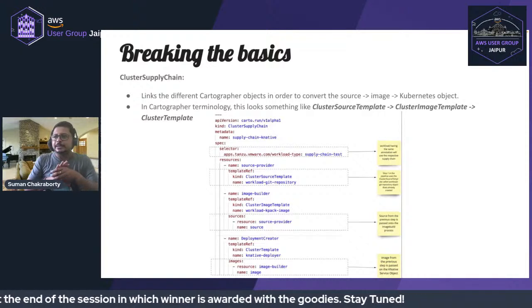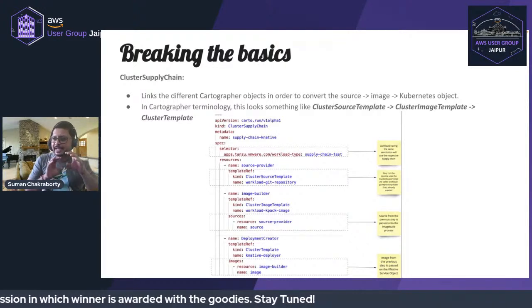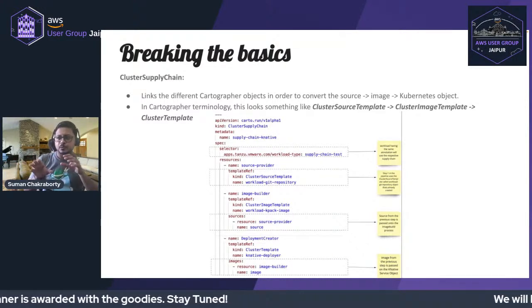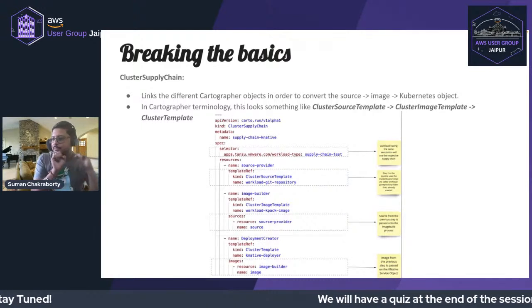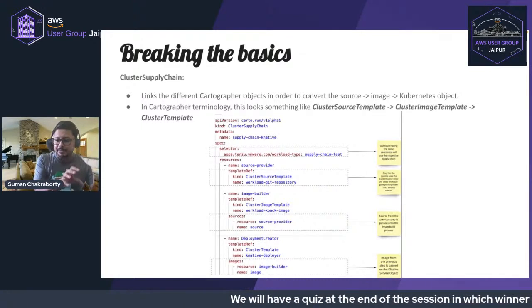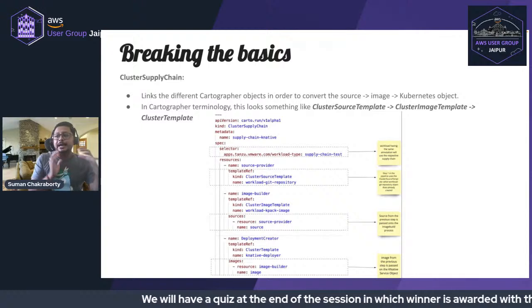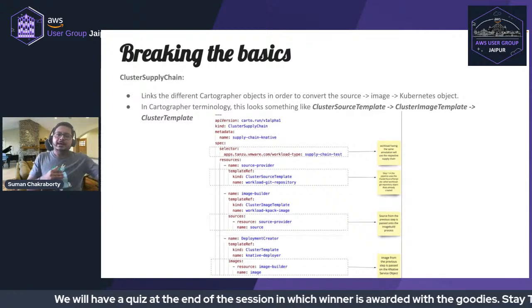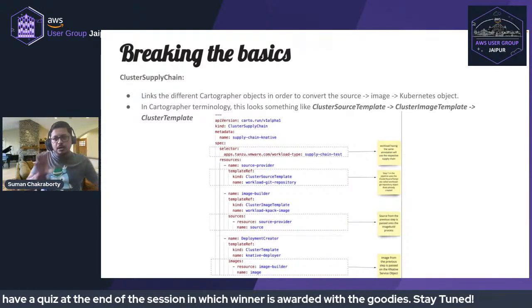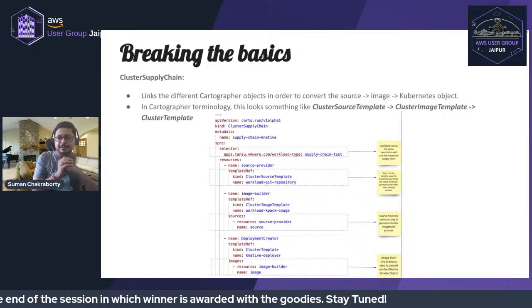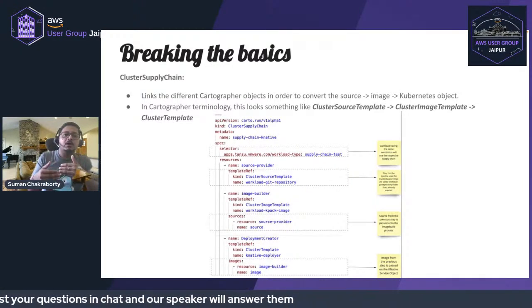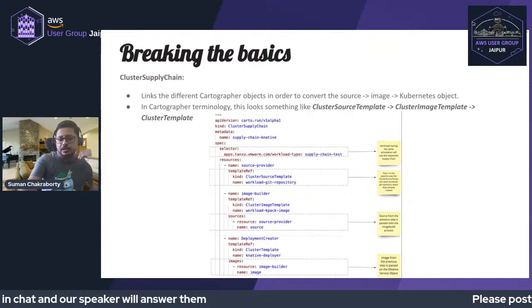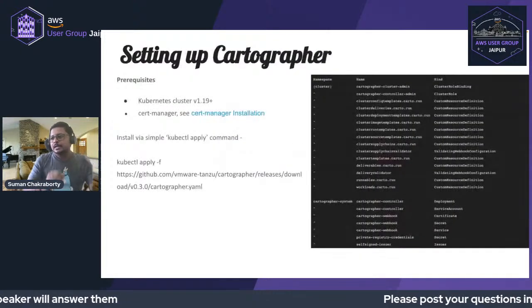And basically, this contains the entire definition that we put in the previous two definitions, that contains the source provider information, the image builder information, and the deployment information. So you templatize the whole path inside this cluster supply chain, and this is the input that goes in triggering or running the Cartographer controller, to see how it works.